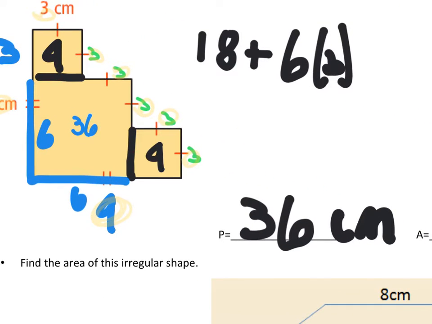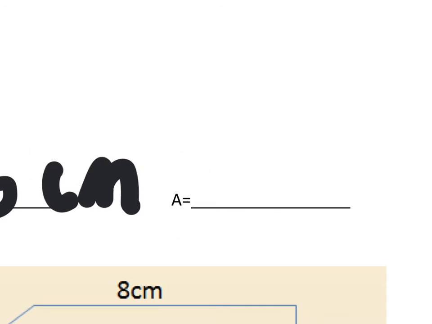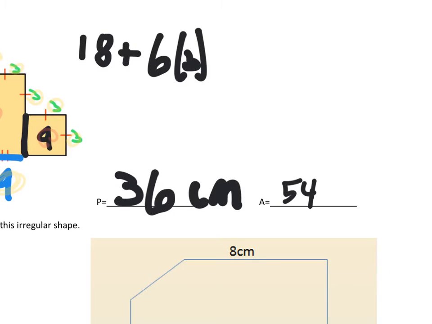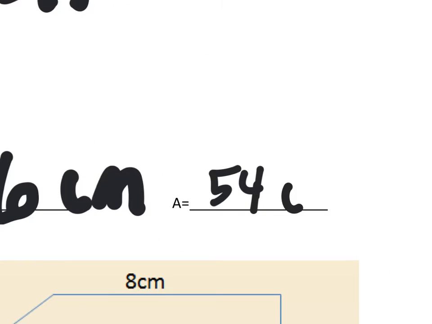So my area is going to be the total of these 3 added together. I got my 9, my 36, and my 9. So 36 plus 18, which is 9 and 9 together, gives us an area here of 54. I know my unit's going to be squared, and we have centimeters, so centimeters squared.